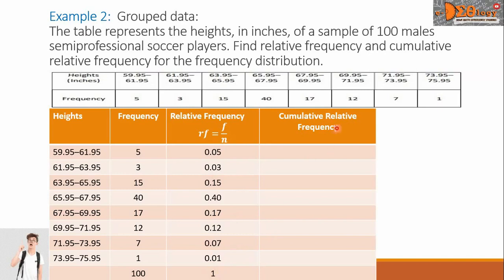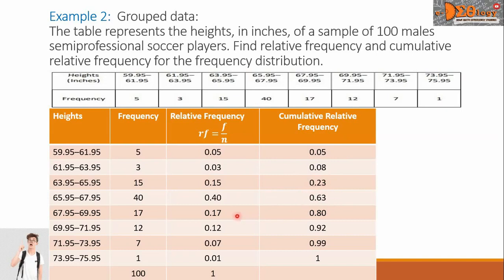Next, we will now fill in the cumulative relative frequency. For our first row, we will simply copy this 0.05. For the second row, we will add the 0.05 to the 0.03. So we have 0.08. And that pattern we will follow. 0.08 is added to 0.15, and that is 0.23. The 0.23 plus 0.40 will get 0.63.